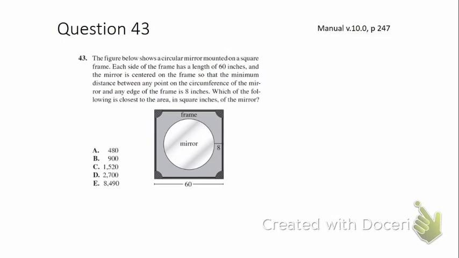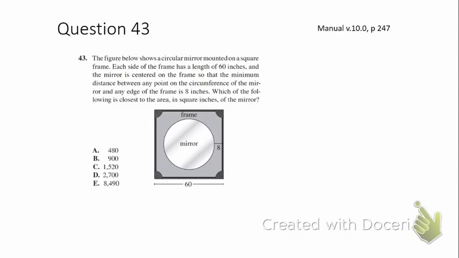Next one, the figure below shows a circular mirror mounted on a square frame. Each side of the frame has a length of 60 inches, and the mirror is centered on the frame so that the minimum distance between any point on the circumference of the mirror and any edge of the frame is 8 inches. Which of the following is closest to the area in square inches of the mirror?